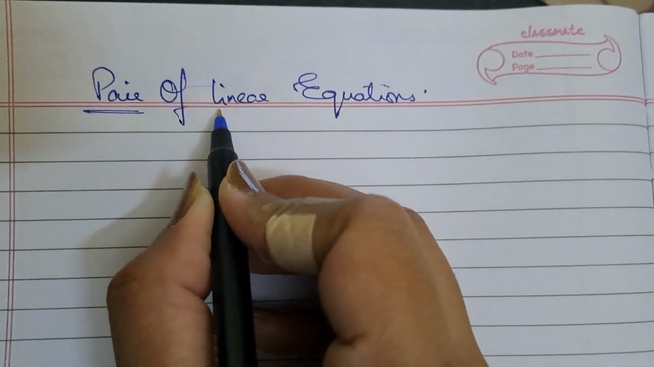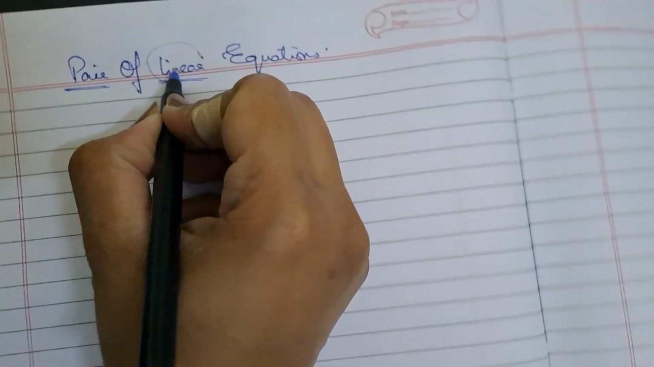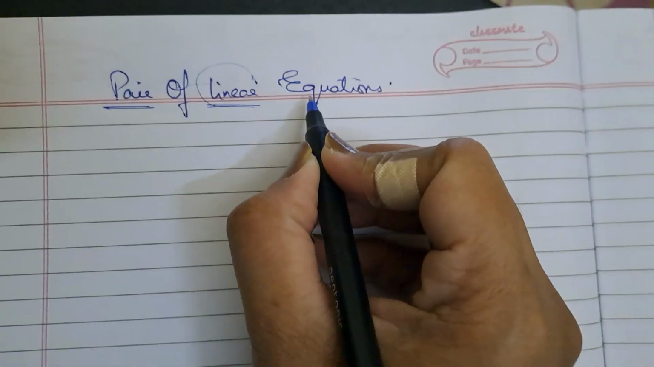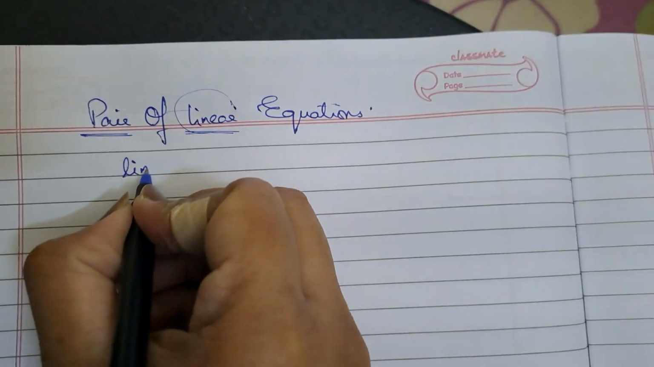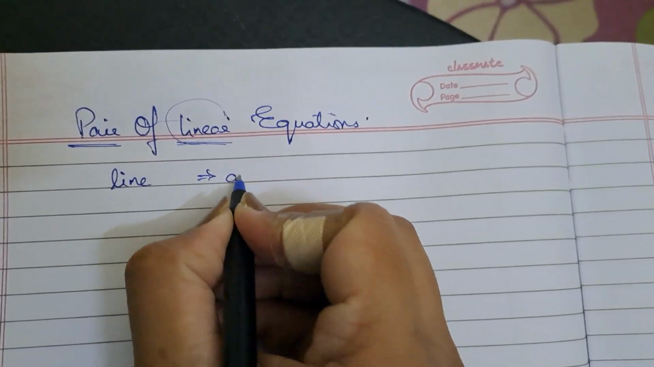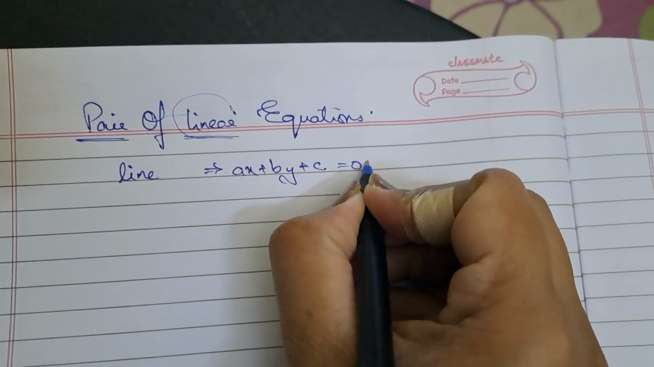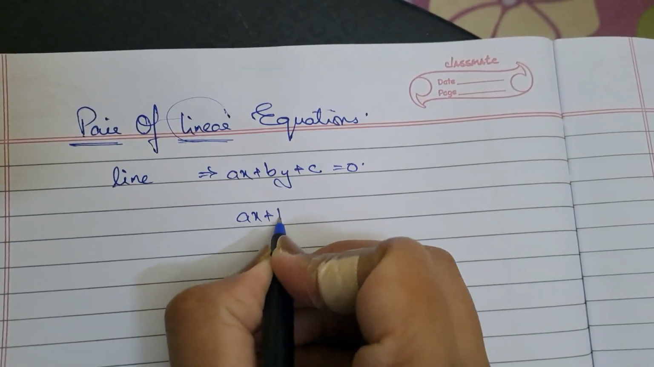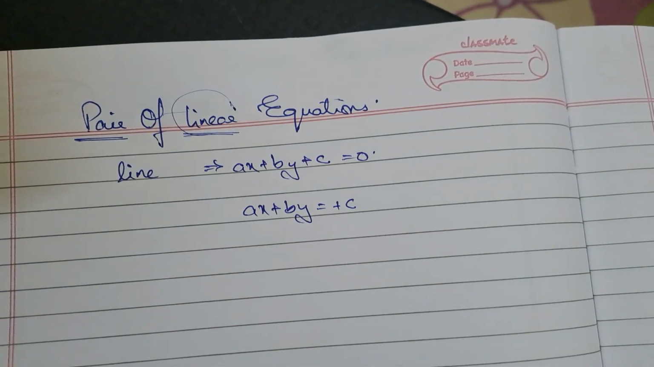Now here we are talking about linear, so it's just talking about the line. Pair of lines is what is being spoken about in here. Then we have the equations for that. Whenever you have an equation of a line, it is in the form of ax plus by plus c equal to 0, or it is going to be ax plus by equal to minus c or plus c, whatever it is going to be.